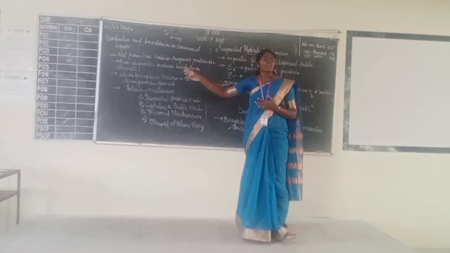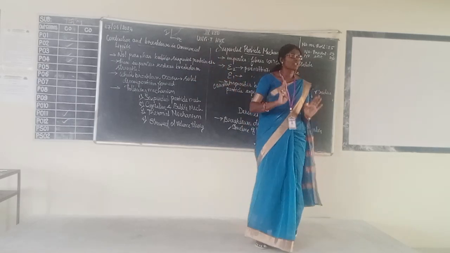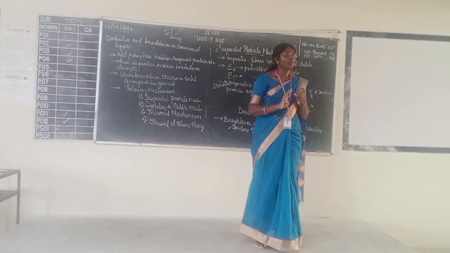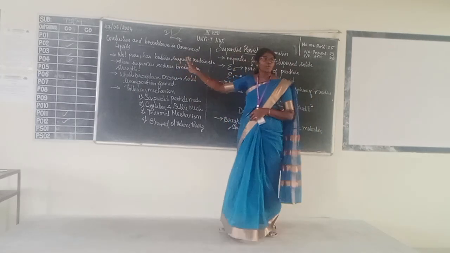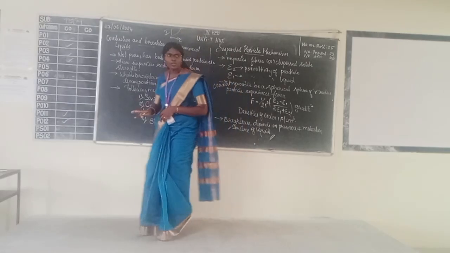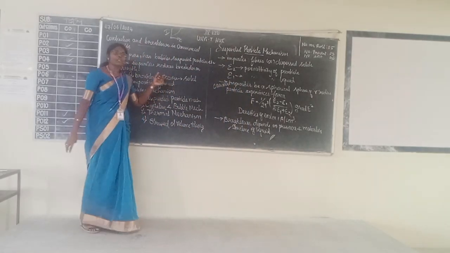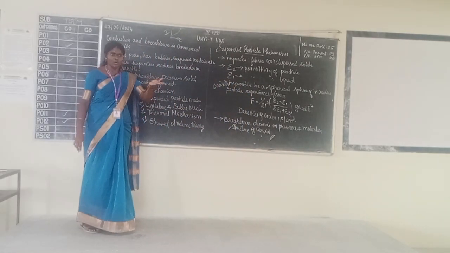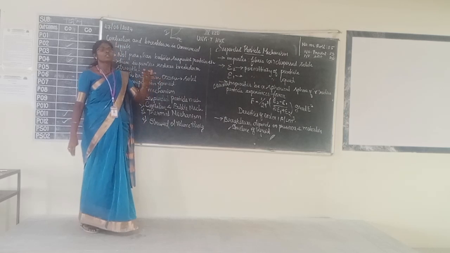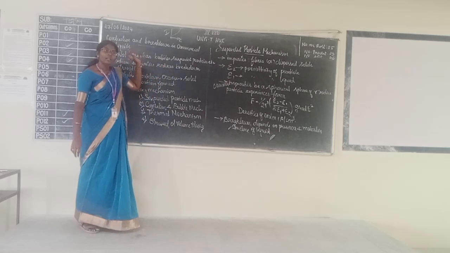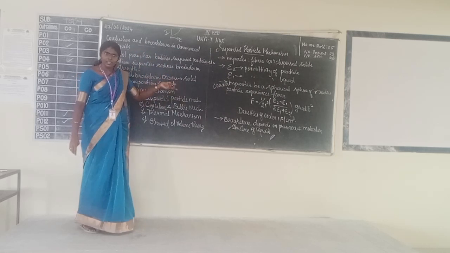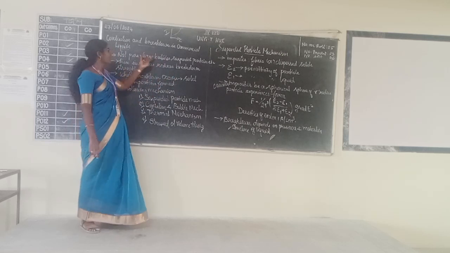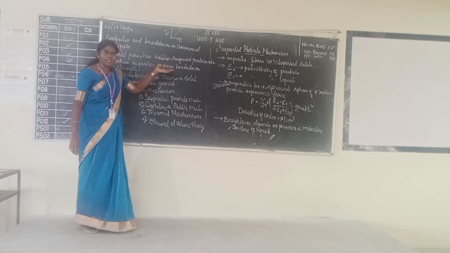Now the next is conduction and breakdown occurring in the commercial liquid. Commercial liquids will have impurities. It is not pure. So what are the impurities present? The commercial liquid we are using is normal liquid, such as water. It will have bubbles or suspended particles, and some fiber-like dust in it.